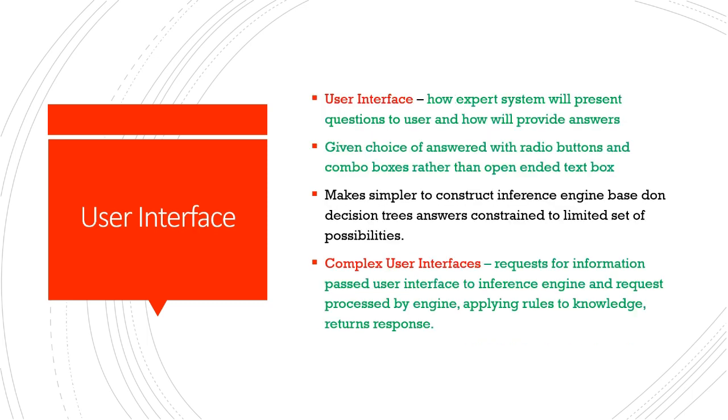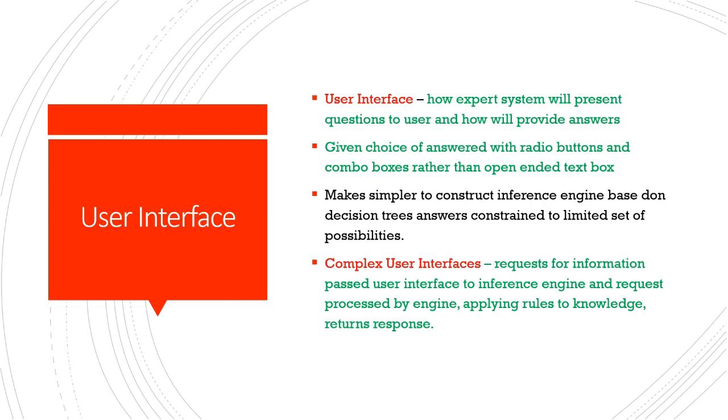So let's go on and talk about the user interface, which can bring in fuzzy logic and a wee bit more. The user interface is how the expert system will present questions to you and how you will provide answers. You can be given a choice of answers through radio buttons, just buttons where you click on this is what my answer is, and combo boxes, or you can be given an open-ended text box where you just type in your answer. But it's better to give the buttons and so on. It's easier for the expert system to operate. It makes it simpler to construct the inference engine based on decision trees, with answers constrained to a limited set of possibilities when using an interface like that.